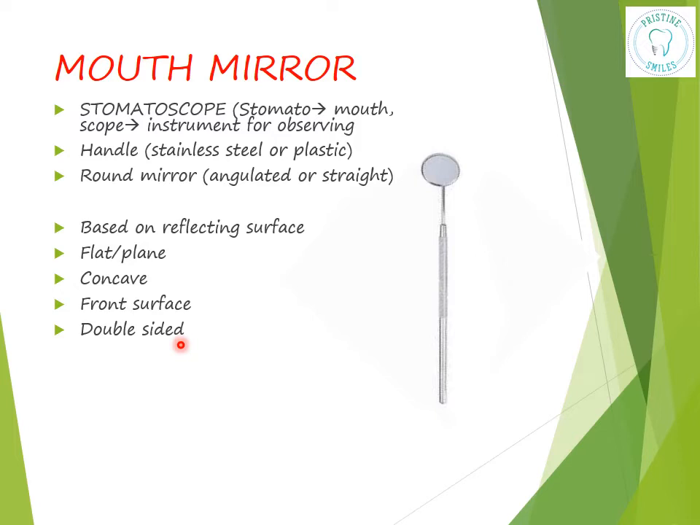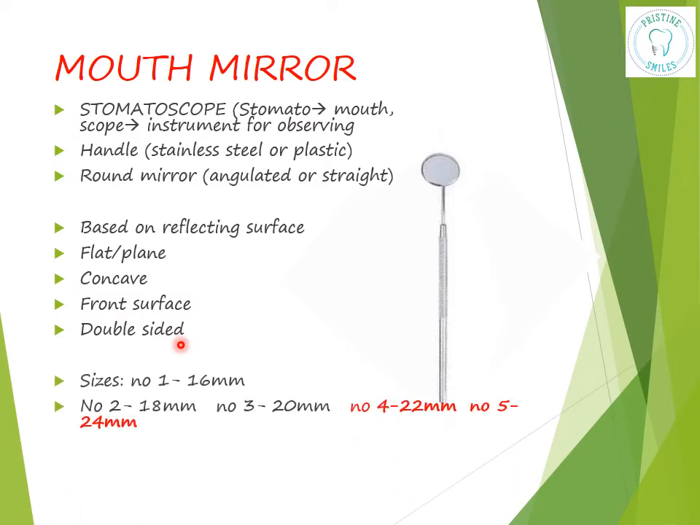Depending on the size, there are a total of 5 types. Number 1 is 16 mm, that is the diameter of the head. Number 2 is 18 mm, number 3 20, number 4 22 mm, and number 5 24 mm. Out of these, the number 4 and number 5 are the ones which are most commonly used. We also have handles which have serrations. Now these serrations improve grip.